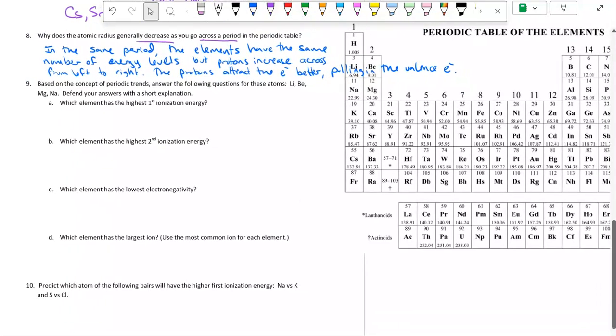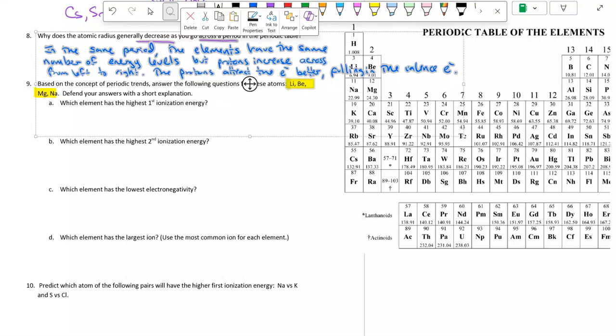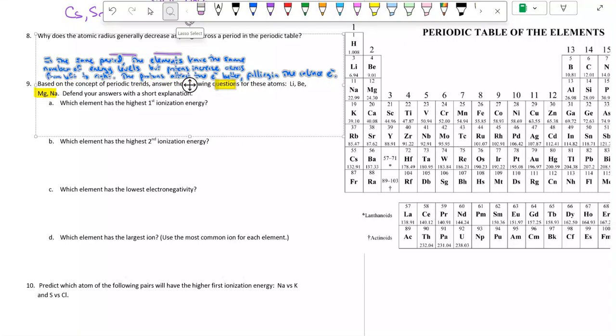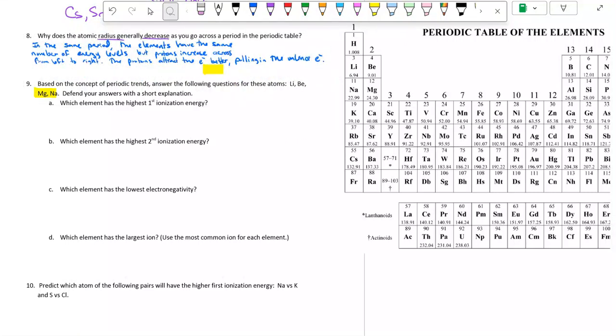All right, and then 9 has 4 questions just based on the same 4 elements, asking different ideas about them. So we're going to look at lithium, beryllium, sodium, and magnesium. I'm going to try to get that out of the way for us. So we're at lithium, beryllium, sodium, and magnesium right here.